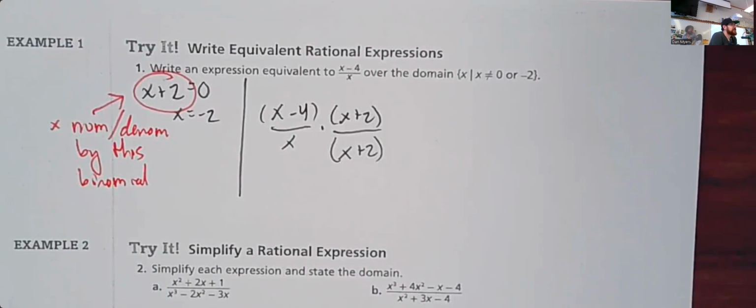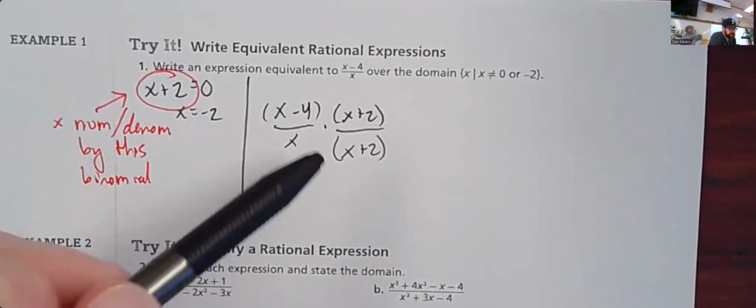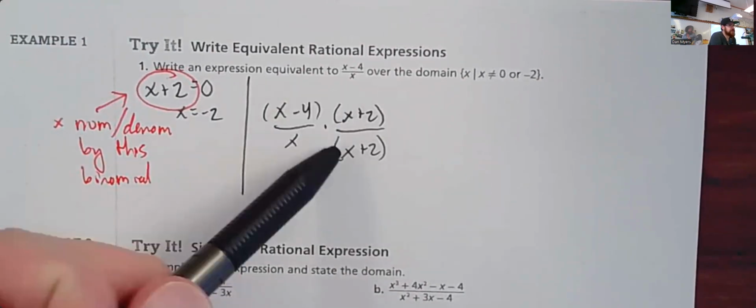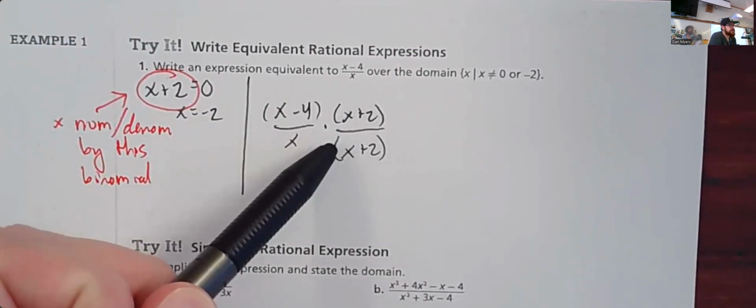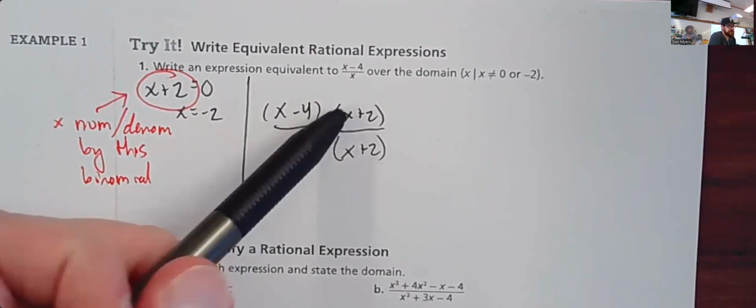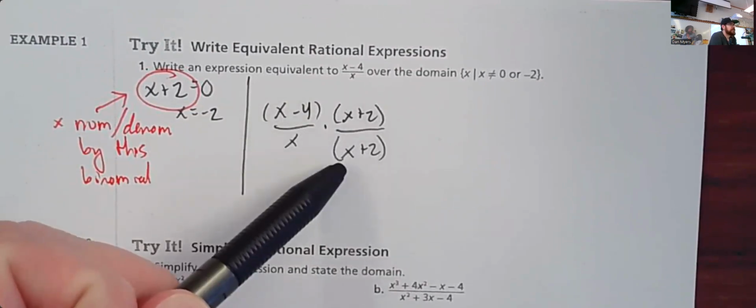What happens when you multiply? Because this is a fraction, right? We're multiplying by a fraction. We have the same thing on the numerator and the denominator. What is this very similar to? It's a very similar process to something that you did probably back in like 4th or 5th grade.